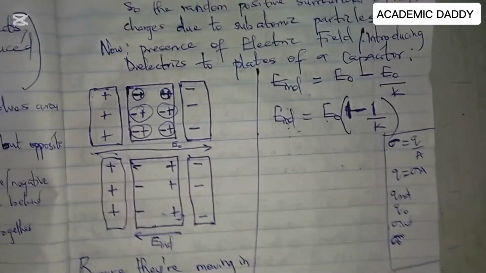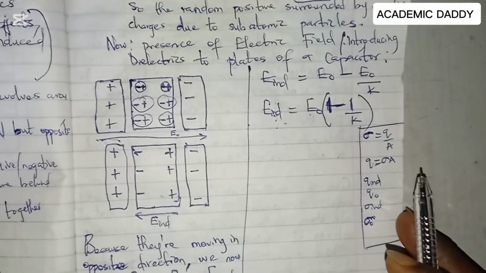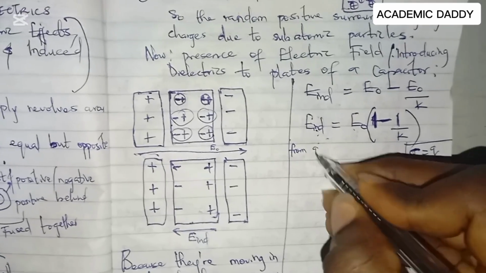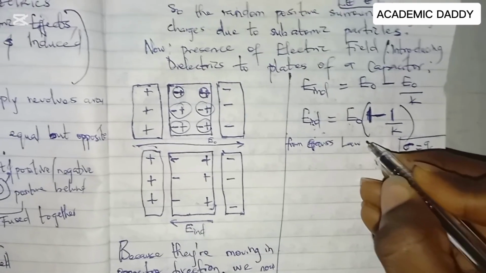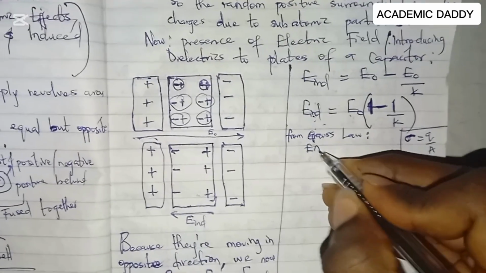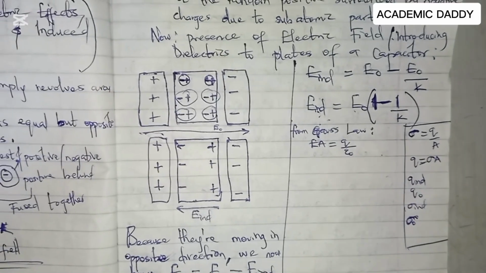So I can now come here and say, okay, electric field, if you remember, from Gauss law, I'm trying to save space because I have something I've written at the back of this. From Gauss law, EA is equal to Q over E naught. Go and look at it again.